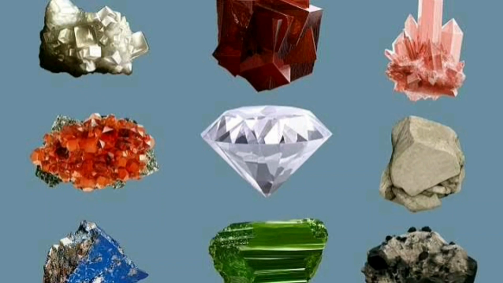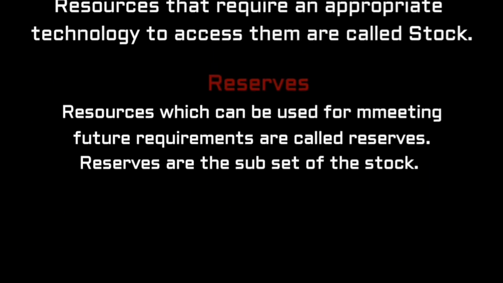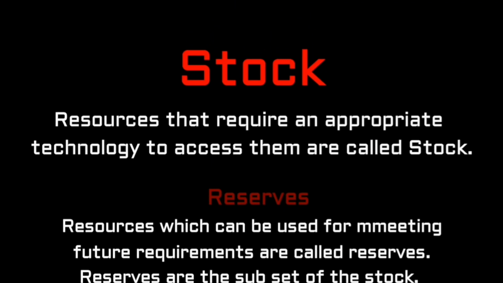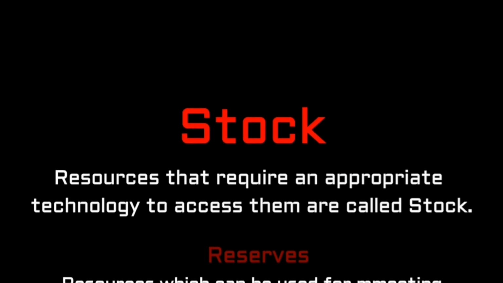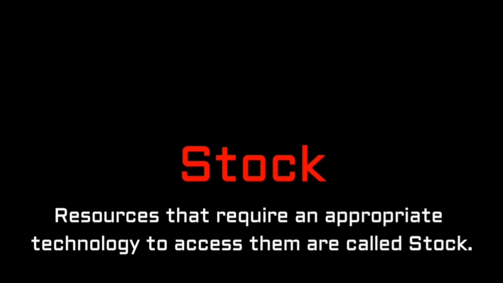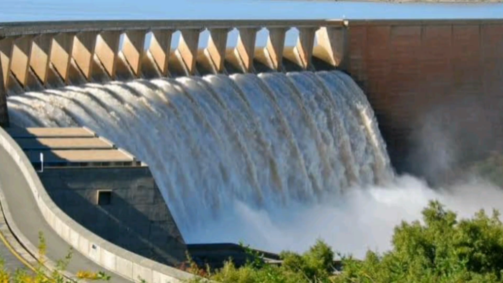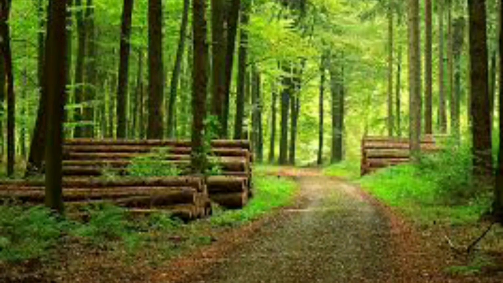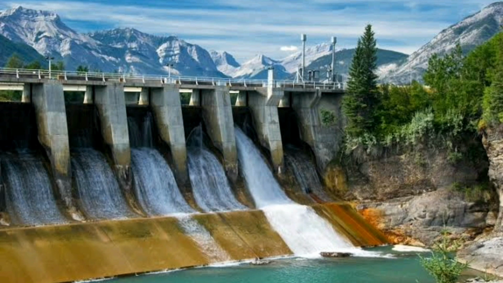Minerals in the environment which have the potential to satisfy human needs, but human beings do not have the appropriate technology to access these, are called stock. Say, for example, hydrogen can be used as a rich source of energy, but we do not have advanced technology to use it. Resources which can be used for meeting future requirements are called reserves. These are a subset of the stock. The water in the dams and forests is a reserve which can be used in the future.